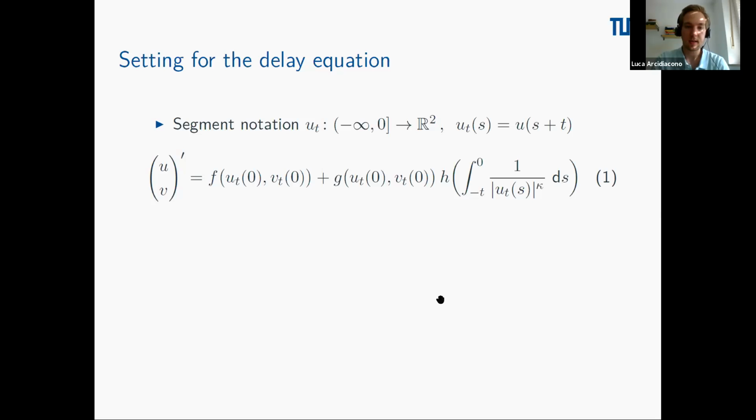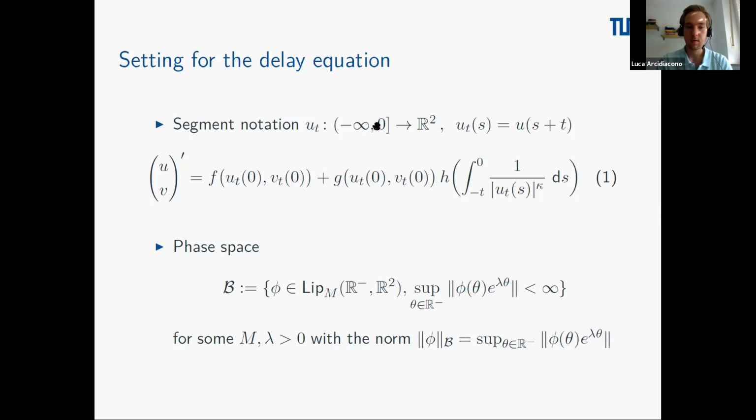We will use, as usual for such delay equations, a segment notation and just denote shifted back functions defined on the negative real line, which will state the history of our trajectories. And the phase space will then be composed of such functions. And now we suppose two properties. First, we want them to be Lipschitz continuous with some given constant.